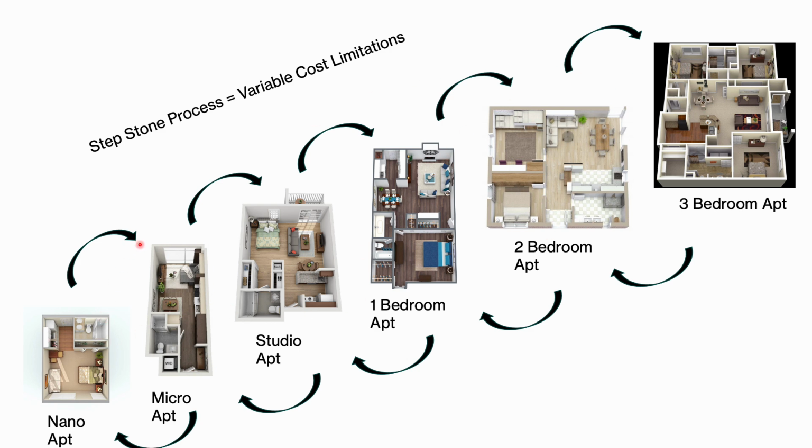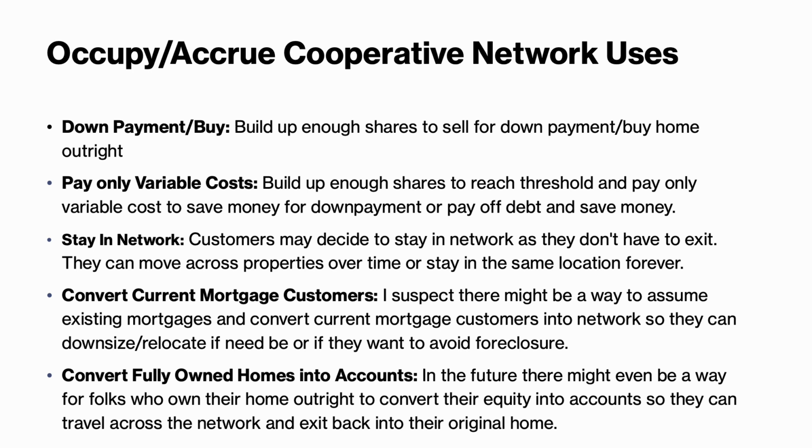I know it's up to the individual to make this happen for themselves right now, but I would love to build a housing ecosystem where this is the norm. This is the expectation, to where they're constantly making progression financially. I fully realize for most people home ownership is the main goal. I'd say that most folks that currently rent would like to become owners at one point. I think Occupy Accrue cooperative networks can be a great stepping stone process that allows folks to build value over time with their transferable equity accounts.